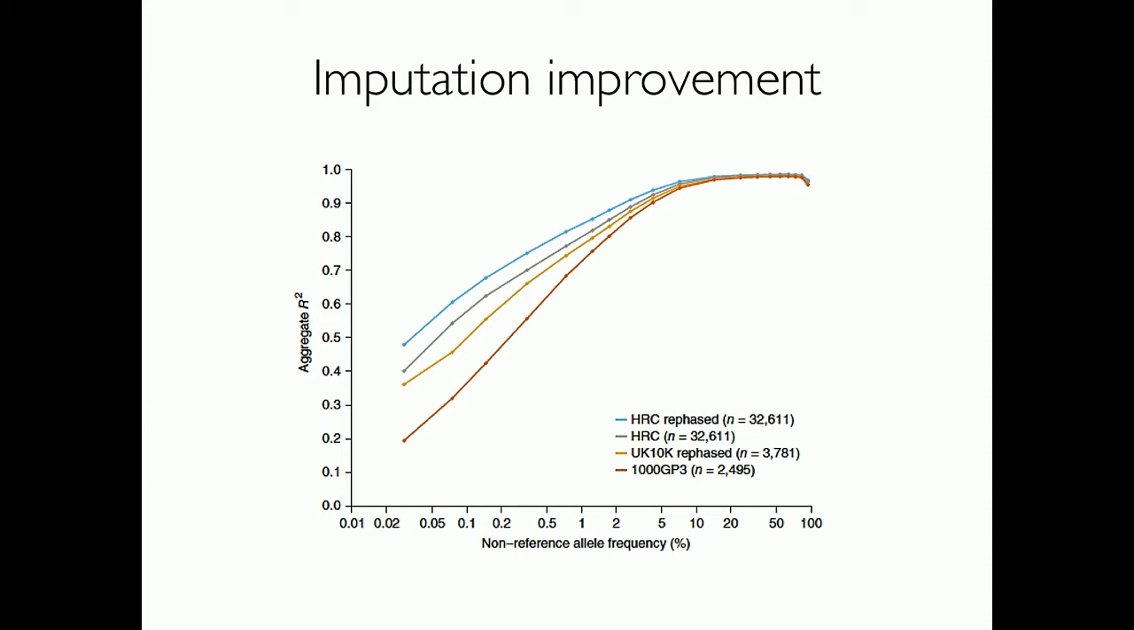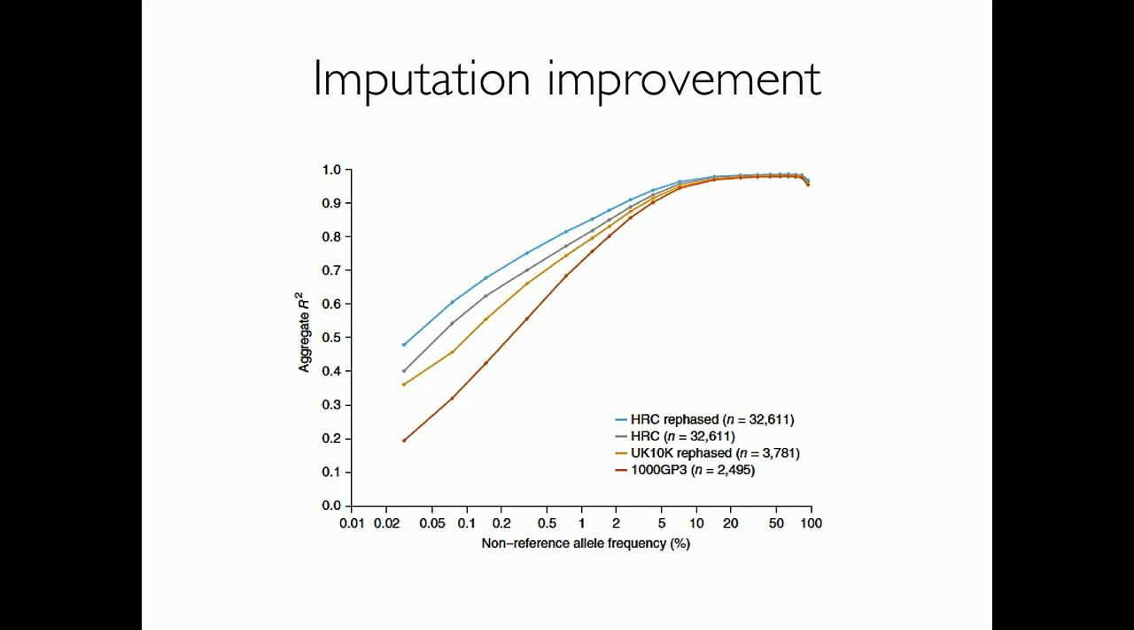So here's the improvement. Basically, this is the non-reference allele frequency on the x-axis on a logarithmic scale. So this is 0.01, 0.1, 1, 10. This is the 1,000 Genomes Project curve. It's easier to impute common variants. So basically, 1,000 genomes can impute things from 5% or from 1% upwards reasonably well.